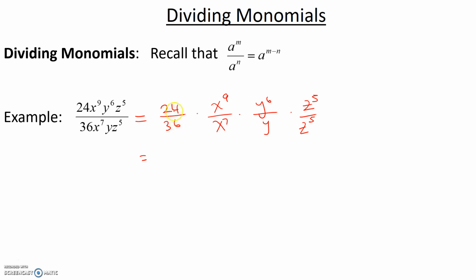24 over 36, 12 can go into 24 twice, and 12 can go into 36 3 times. So 24 over 36 will be 2/3. x to the 9th over x to the 7th.